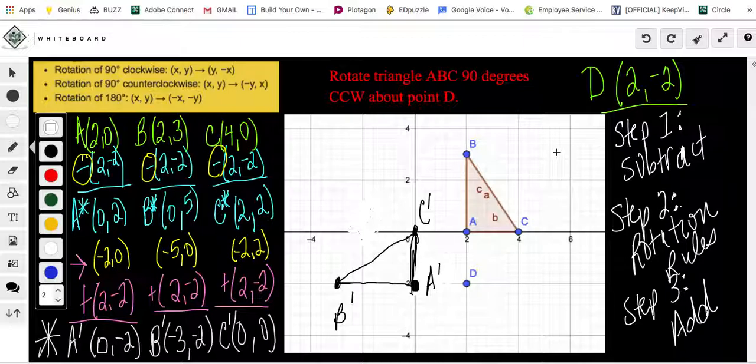Okay, I hope this helped. And I will do another one about rotation about the origin. And if you don't understand step 2 of this, watch the other video about rotation around the origin, because that's what step 2 is of this one.